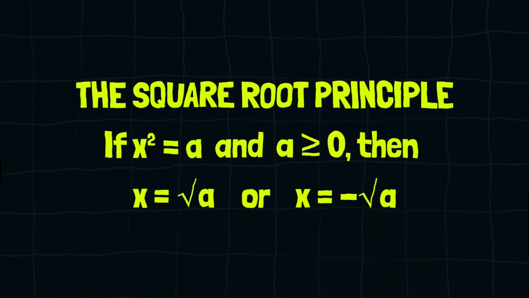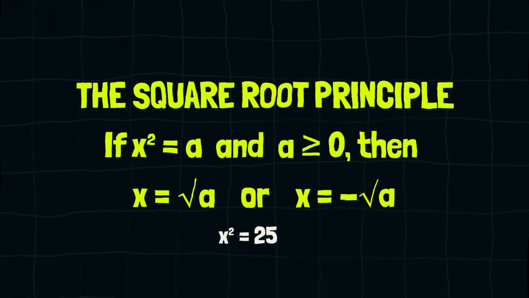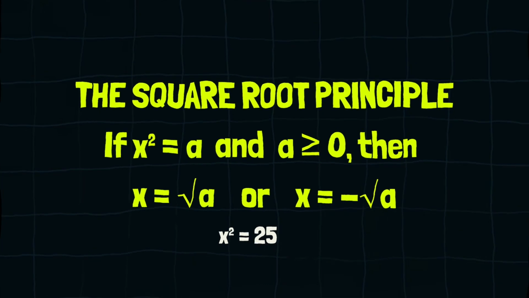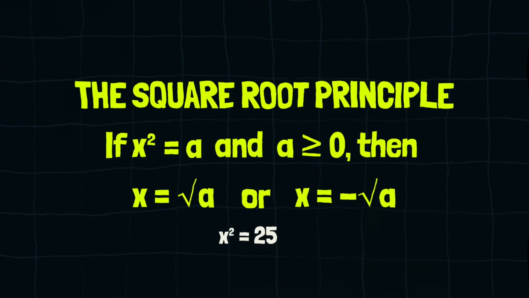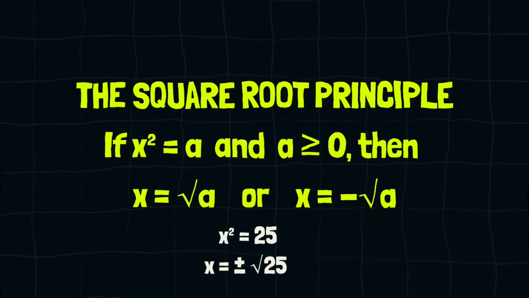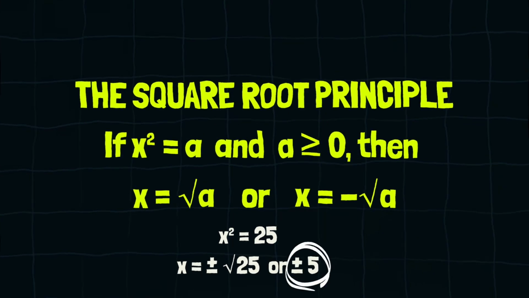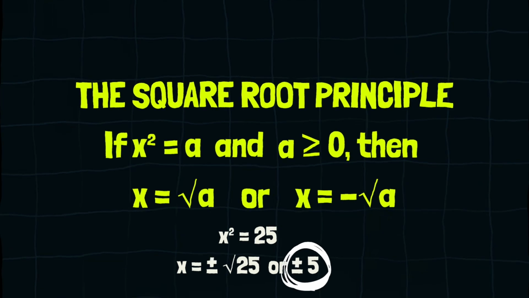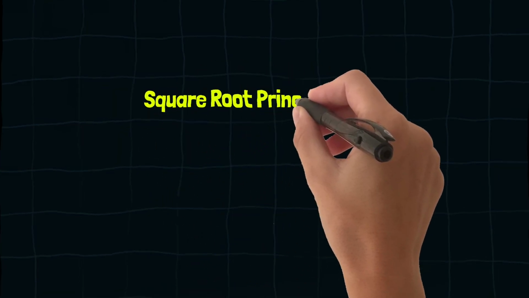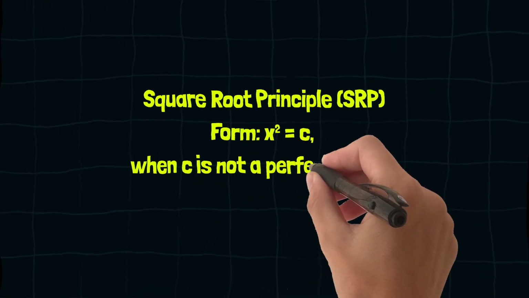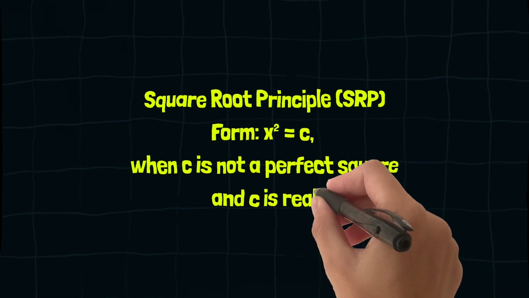For example, if x squared is equal to 25, then identifying the a, which is 25 in this case, and using the square root principle, we have x equals plus or minus the square root of 25. Simplifying this will give us plus or minus 5. As we further discuss, the square root principle is useful in solving quadratic equations of the form x squared equals c, when c is not a perfect square and c is real.